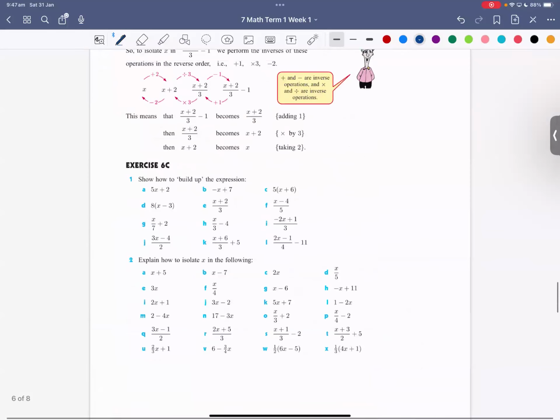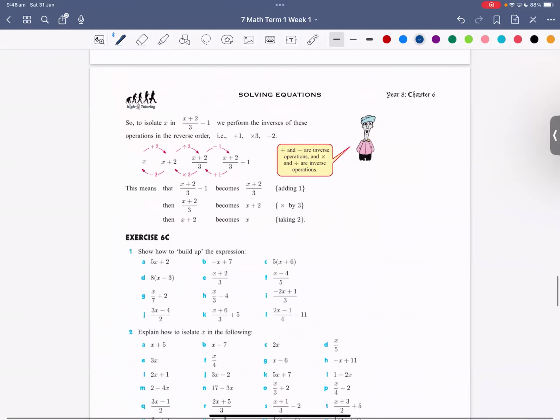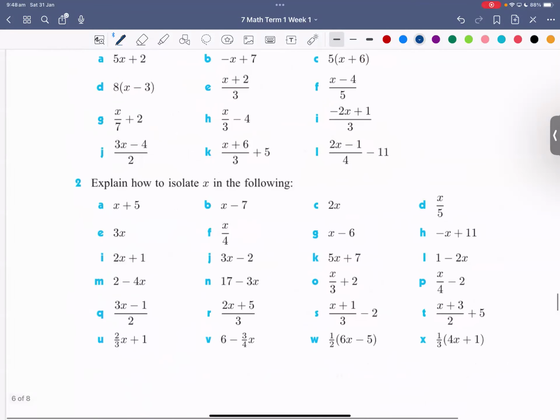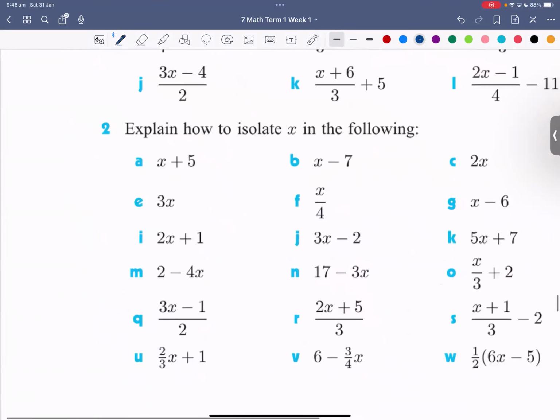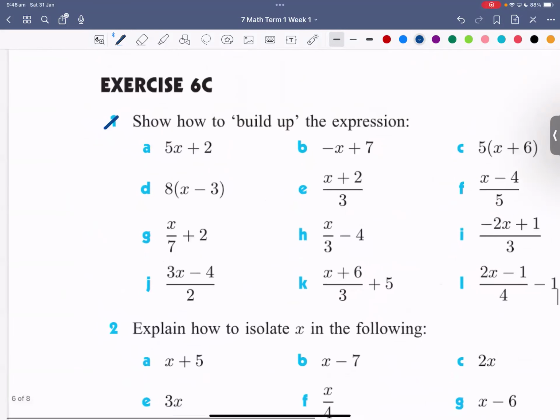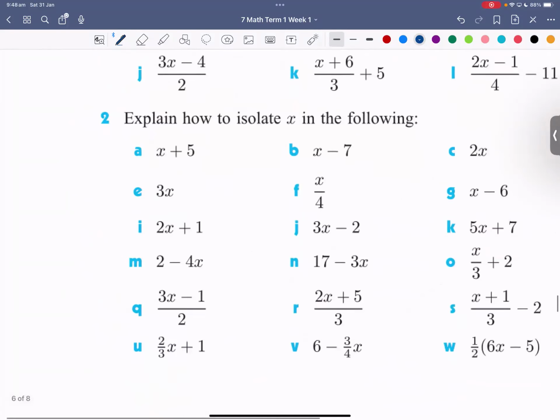I'm just trying to think, do I even do this or not with you? Yeah, I won't do question 1. I'll do question 2 with you. All right. So don't worry, 1's not even homework. I'm not too bothered about doing it. All righty.